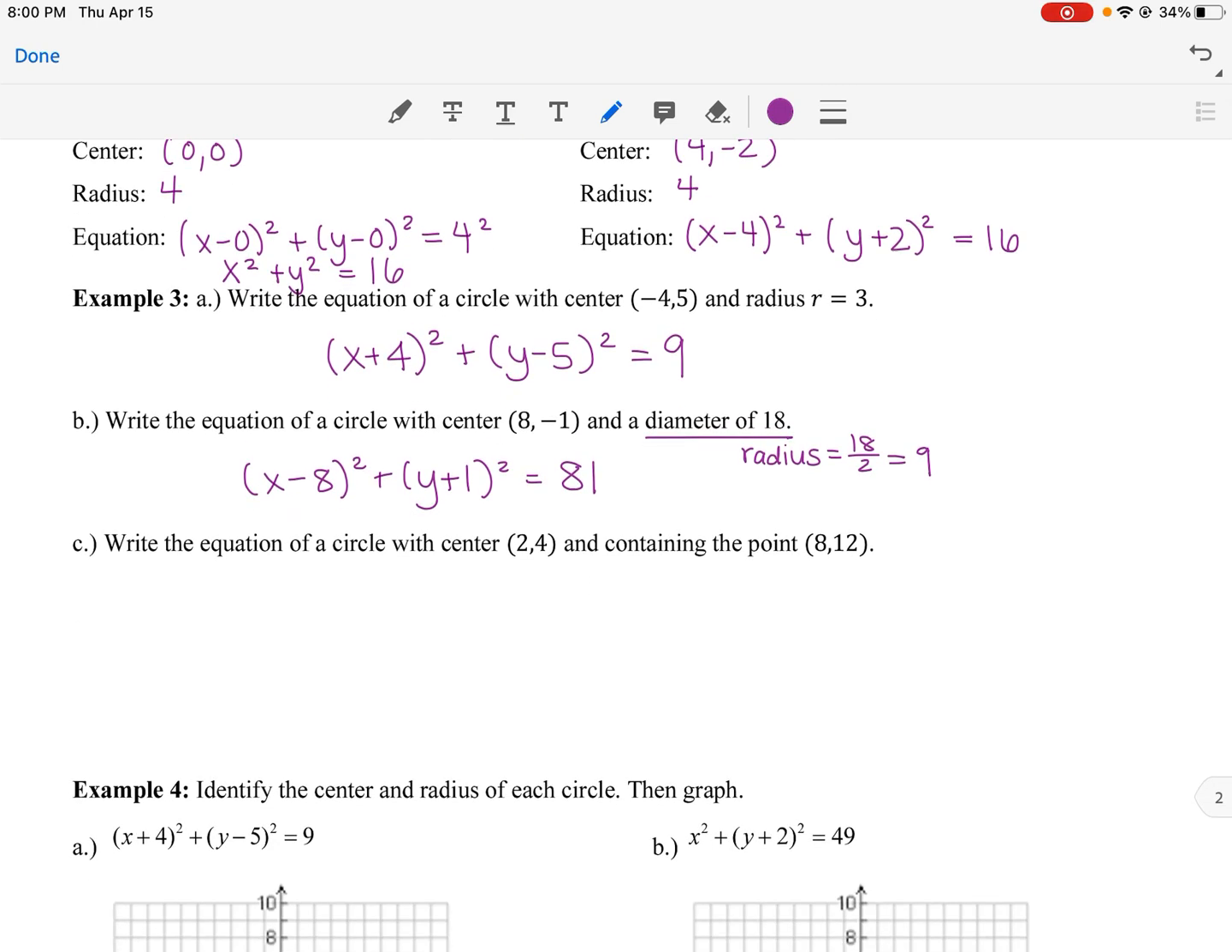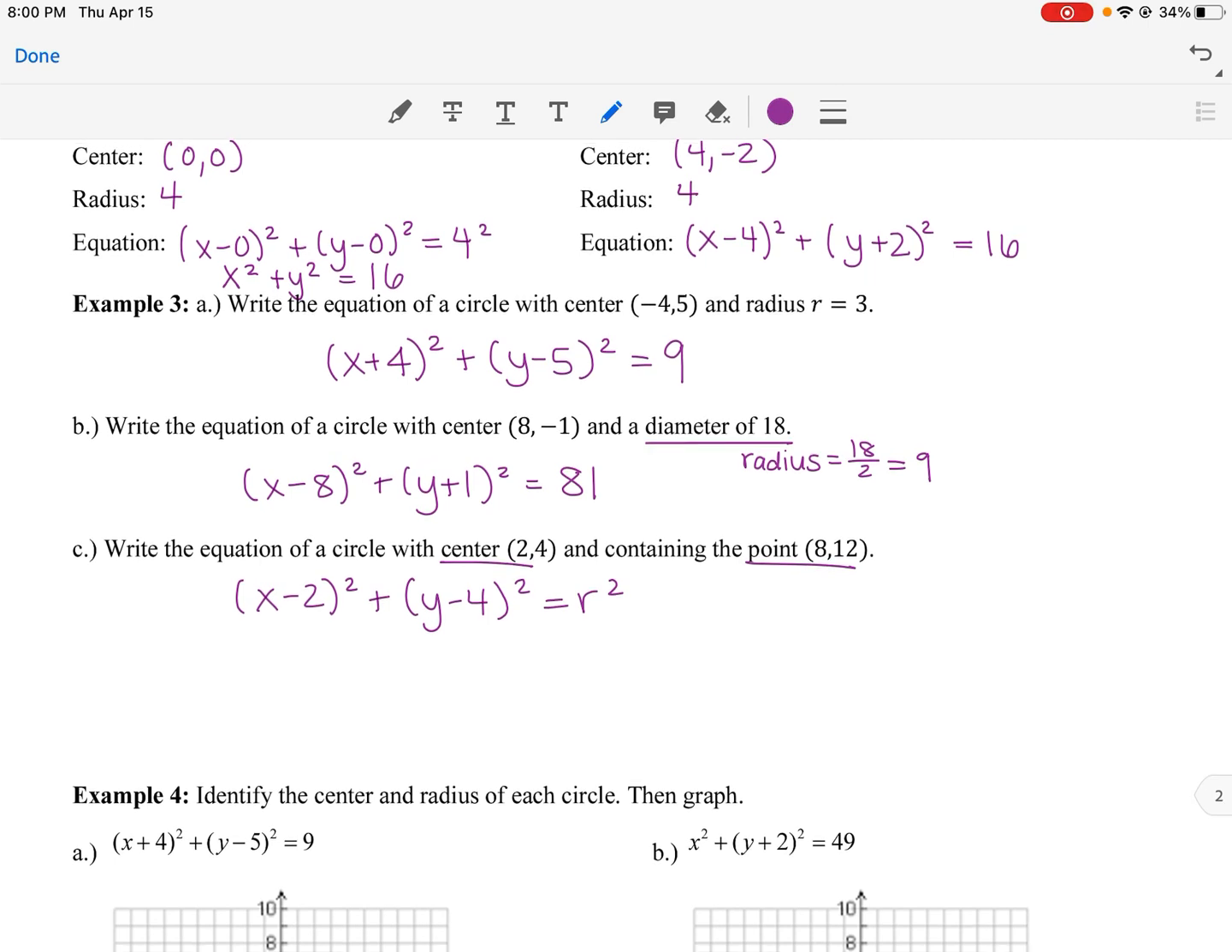Okay, one more. Here we've got a center and then another point. So the center, we can go ahead and plug in x minus 2 squared plus y minus 4 squared. The only issue here is I didn't give you the radius like I did in all the rest of them. But I did give you a point, and remember a point is an x and a y value. So a little trick here is to plug this in for x and plug the other value in for y, and we're going to solve for r.